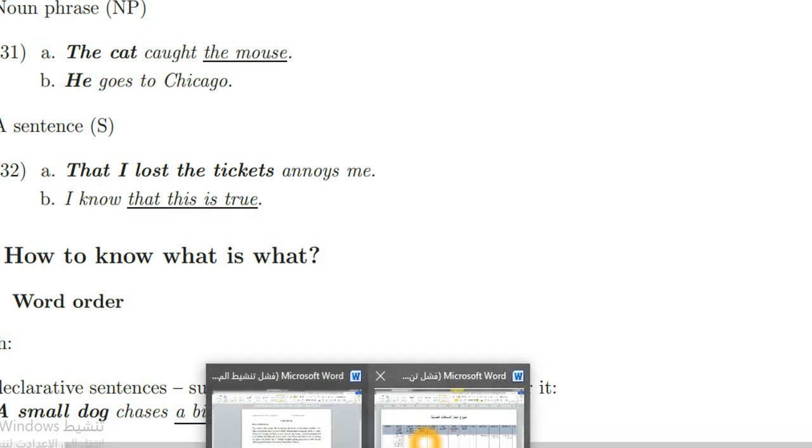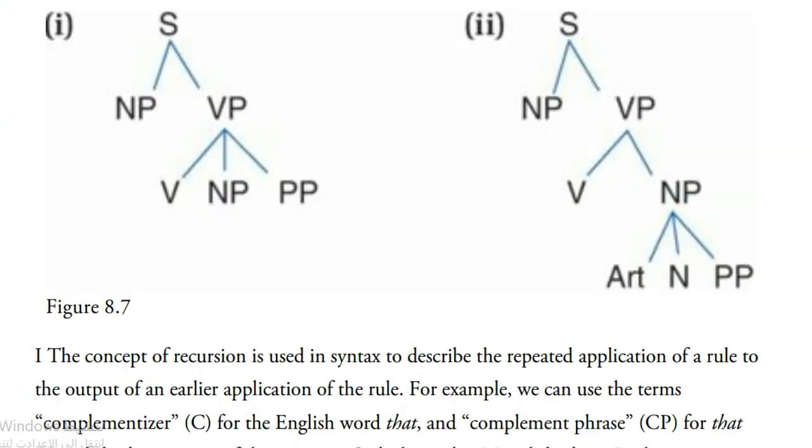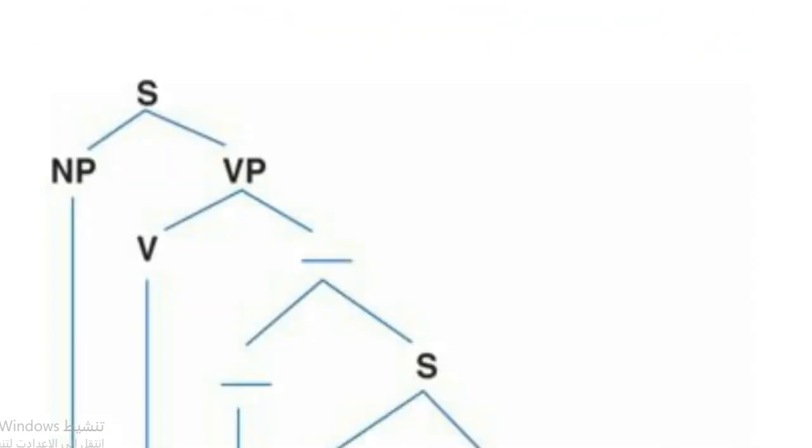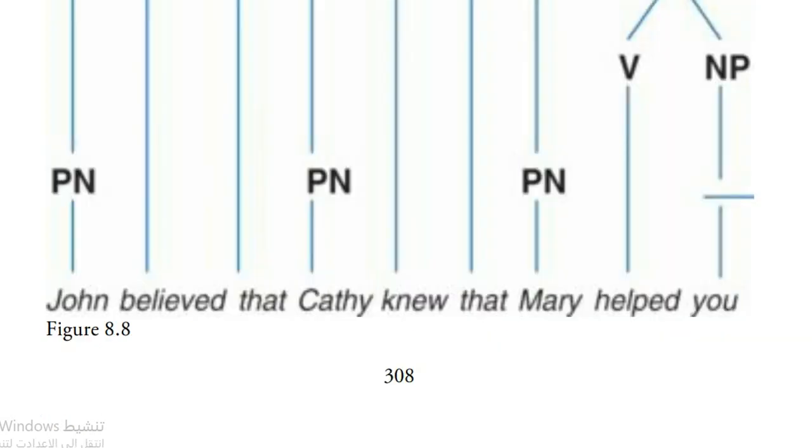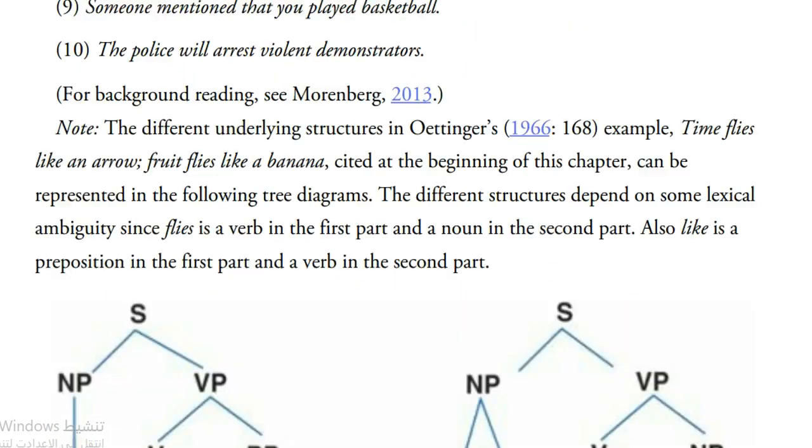I wish that you answer the questions here until page 308. You can see here: John believed that Kathy knew that Mary helped you. This is something like the complement. You can read it again and I will open a discussion for you.